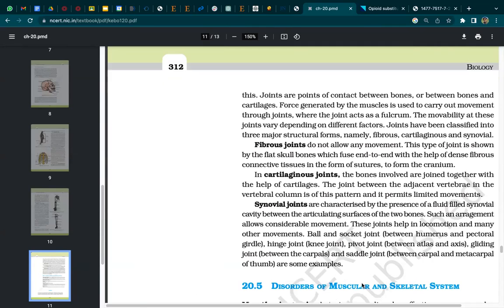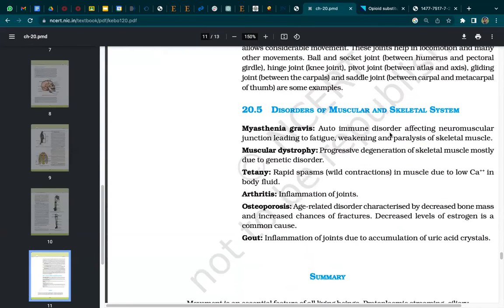Okay, just read about these. And finally, just read about these disorders. Myasthenia gravis and muscular dystrophy are the major ones that are asked a lot. Arthritis: itis means inflammation, arthro means joint. So arthritis is inflammation of joints. Osteoporosis: osteo means bones, porosis means small holes, pores. So osteoporosis is an age-related disorder where the bone mass decreases and bone becomes light in weight and hollow, and there are more chances of fractures.